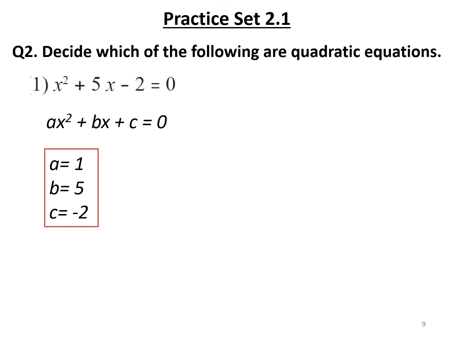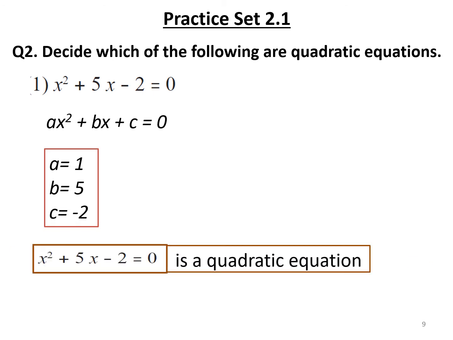So it's in the form of the general equation. I am getting the values of a, b and c, and therefore I can say that x square plus 5x minus 2 is equal to 0 is a quadratic equation.